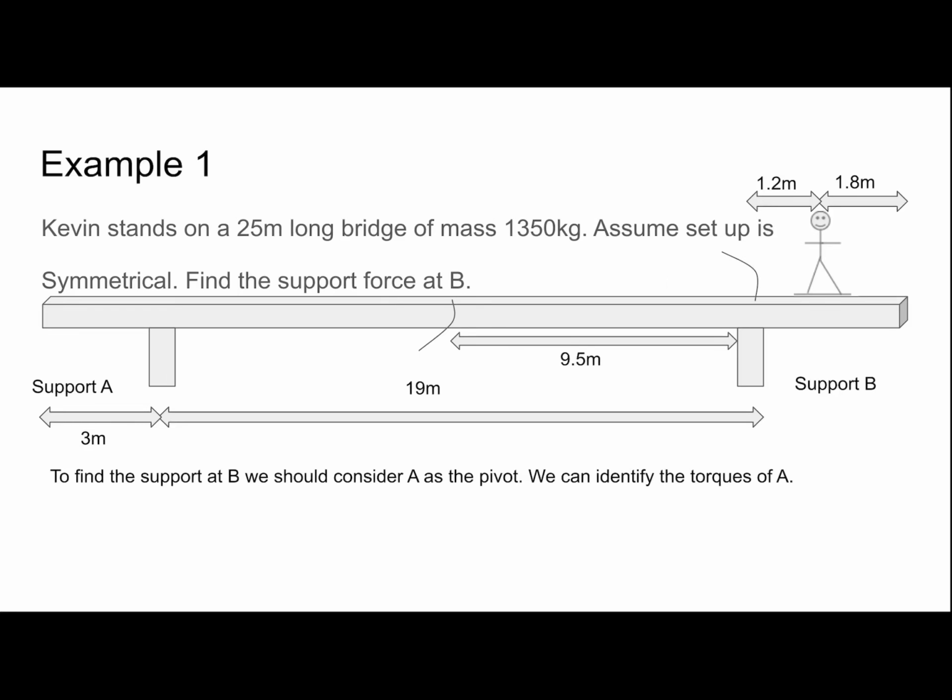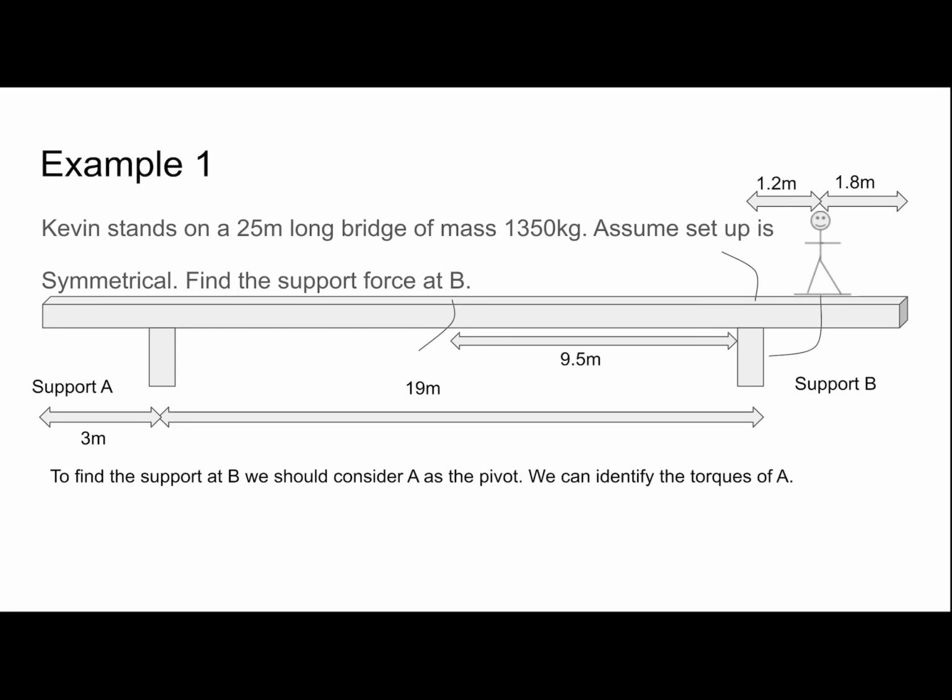So it's acting upwards. Instead of being in the downward direction, it's going to be in the upward direction. So the direction of the torque of support B is going to be in the anti-clockwise direction. So that's going to be an anti-clockwise torque. The center of mass is going to be a clockwise torque. And finally, Kevin's going to be providing another clockwise torque.